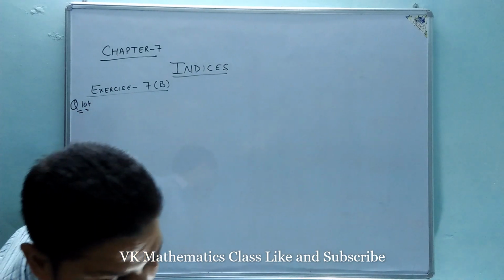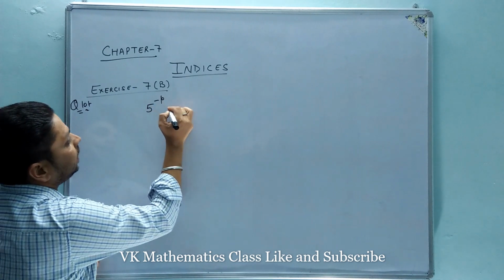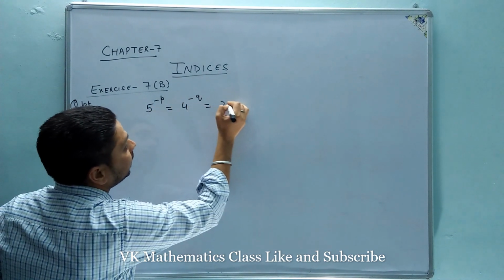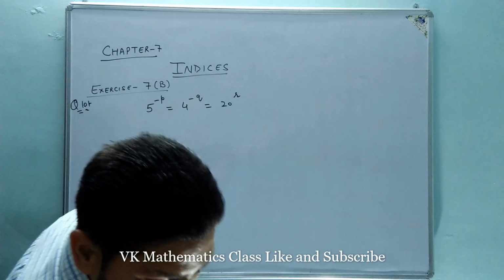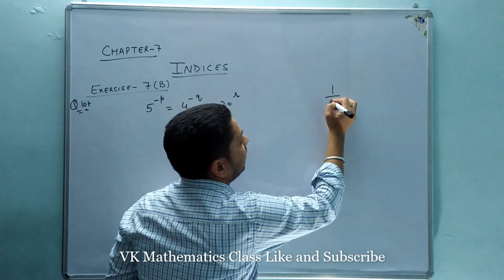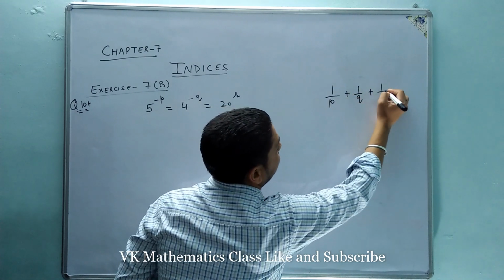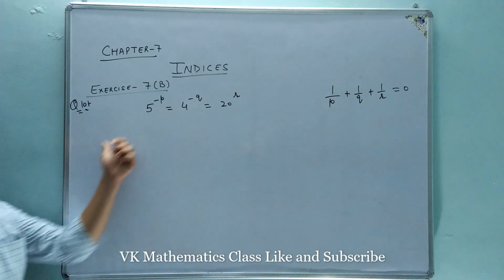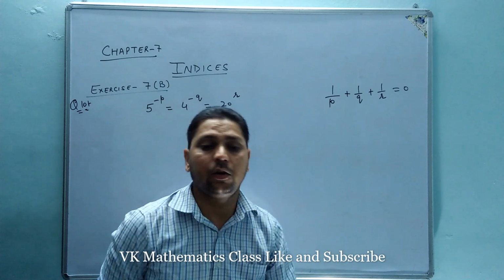What is given in question number 10? 5 raised to power minus P is equal to 4 raised to power minus Q is equal to 20 raised to power R. If this is the condition, we have to prove that 1 over P plus 1 over Q plus 1 over R is equal to 0. This condition is given and we have to prove that 1 over P plus 1 over Q plus 1 over R is equal to 0.